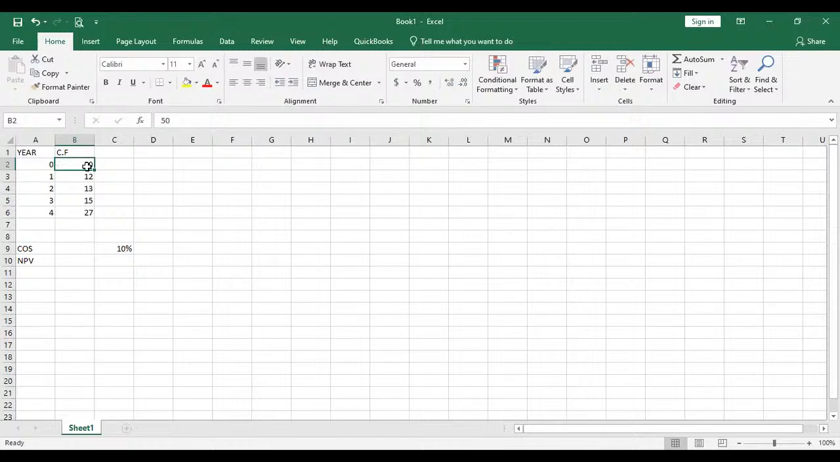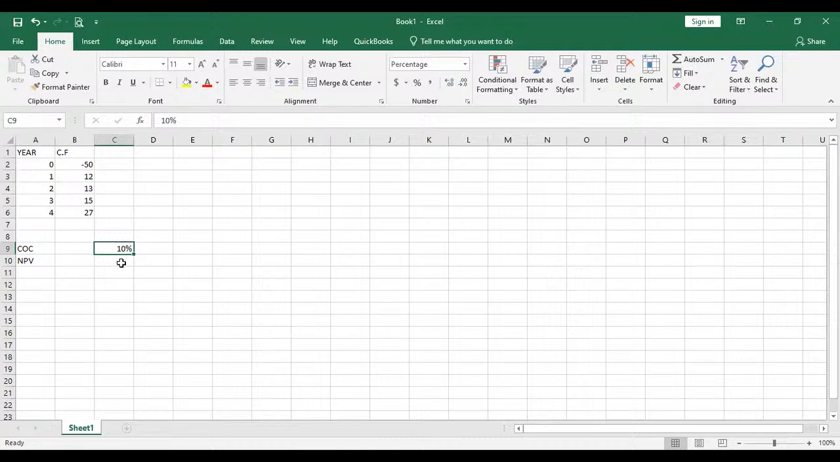So is it negative now? Is it negative 50 really? Negative 50. Wait, you know, after you have typed negative 50, you must press enter. Say escape again, sorry for that. Put negative 50. Say enter. That's it now. Now go to this cell called COC. You have written COS. I want it to be COC. So remove that S. That 10% is correct. Very good.